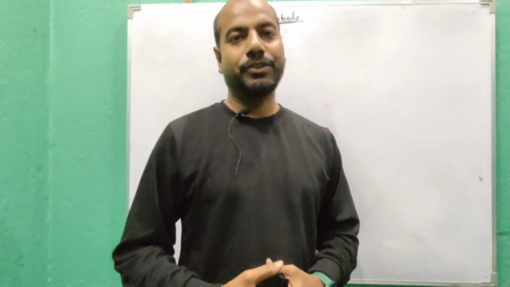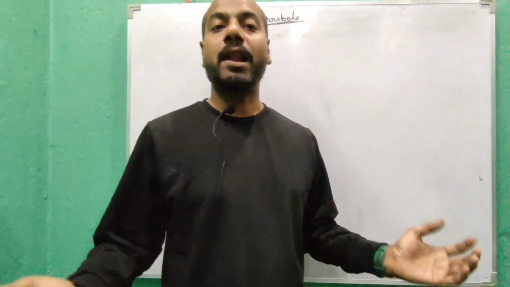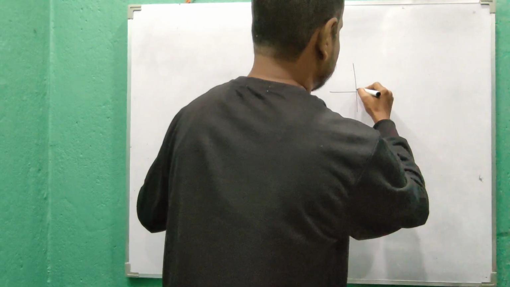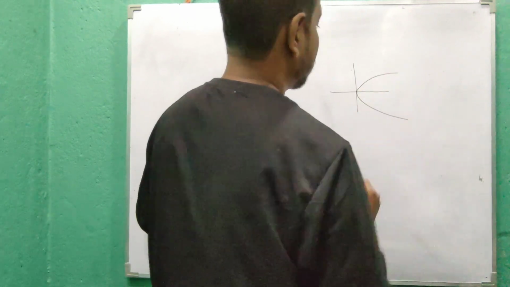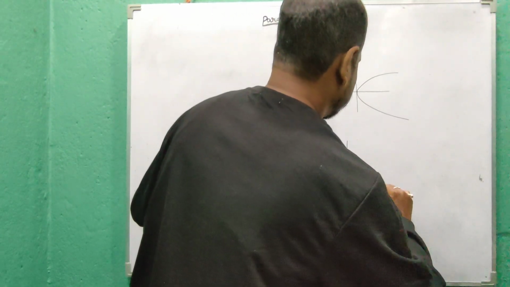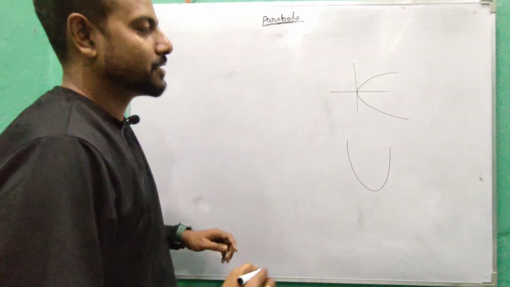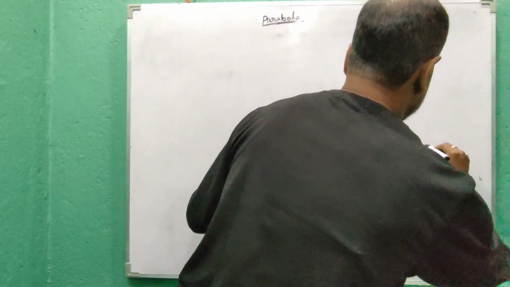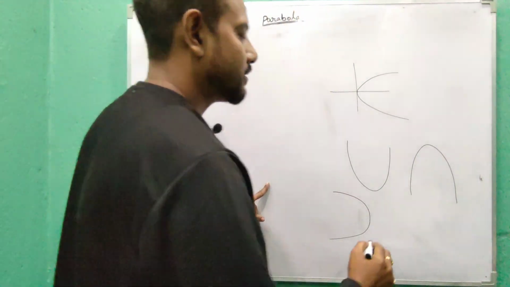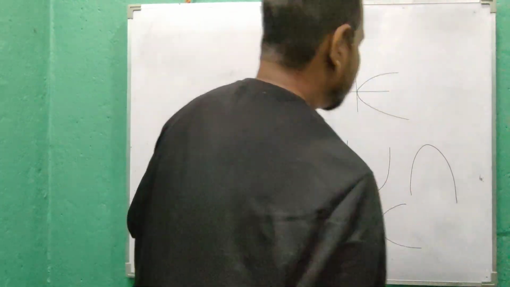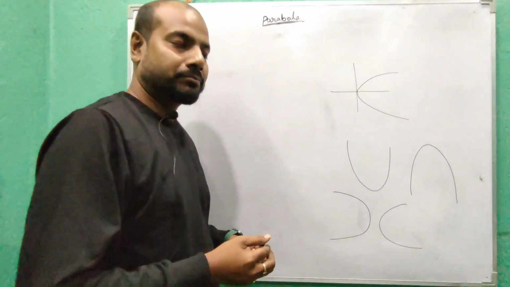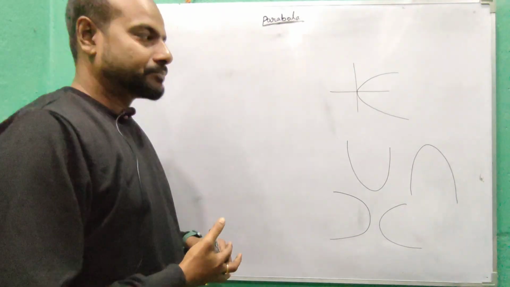Hello friends, in this video today we will discuss the conic section called parabola. Parabola looks like this kind of plane figure. This figure is called a parabola. Similarly, this is also a parabola. These kinds of plane figures are called parabola. How does it form? What is the definition of a parabola?